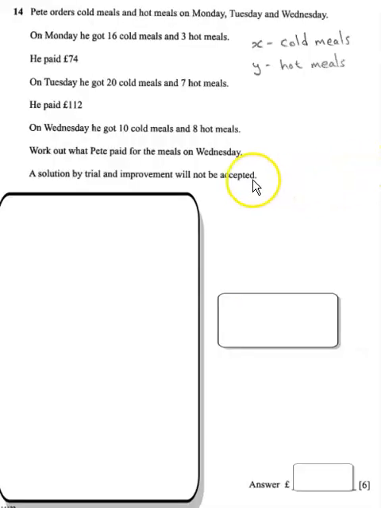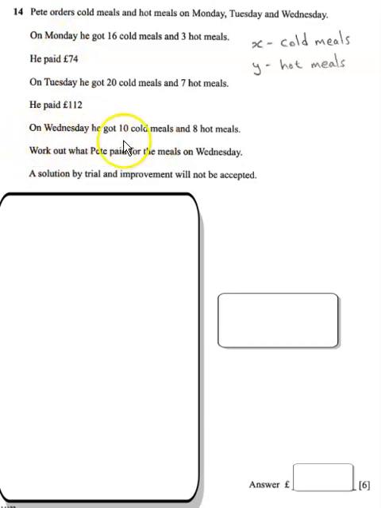So for question 14, it's a simultaneous equation. Pete orders cold meals and hot meals on Monday, Tuesday and Wednesday. On Monday, he got 16 cold meals and 3 hot meals. He paid £74. On Tuesday, he got 20 cold meals and 7 hot meals. He paid £112. Now, these are the two that you would use as simultaneous equations.